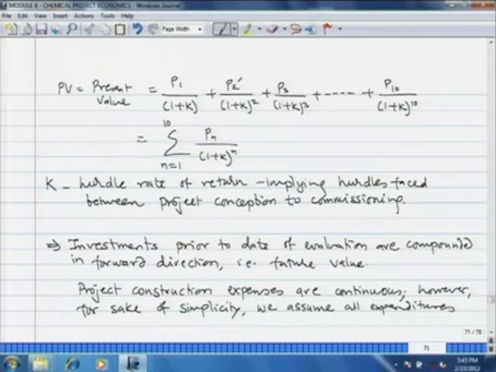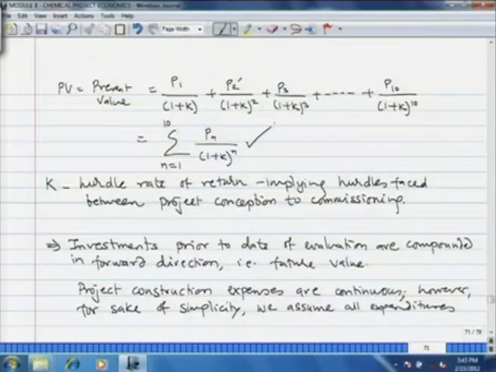Now the total present value of profit over 10 years of operation is the summation, n equal to 1 to 10, of Pn divided by 1 plus K to the power n. So this is the total present value of the profit that we are going to earn over 10 years of operation. Now what is this K which we have used? Because this should be the rate of interest in principle, as we have seen in the lectures on time value of money. Okay. Now K is called the hurdle rate of return.